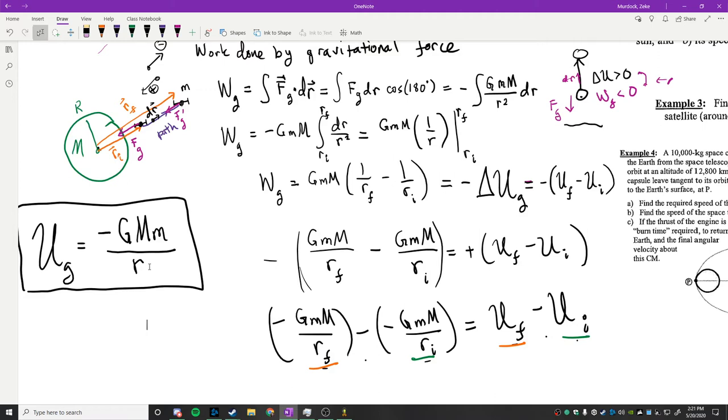The one that I told you before, the mgy, is a special case that only applies when you're near the surface of a planet. This one applies everywhere. If you have multiple masses, like if there's two stars and you want to figure out energy in that system with a third object, you would sum the energies of each of those. That's getting a little complex.